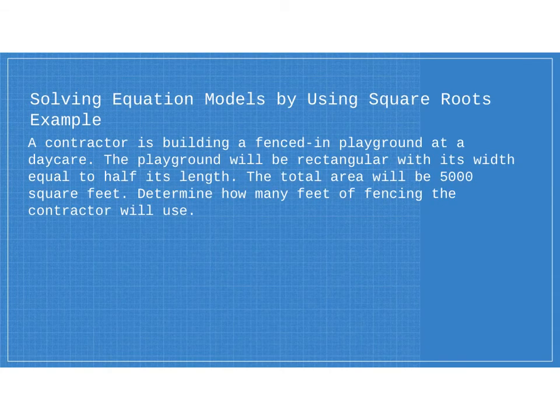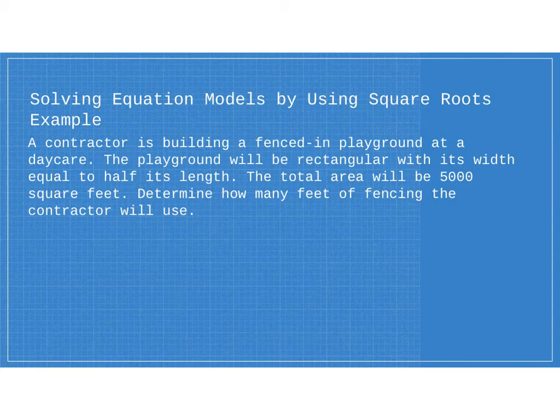Alright, so we're problem solving equation models by using square roots. So what we have here is a contractor is building a fenced in playground at a daycare. The playground will be rectangular with its width equal to half its length. The total area will be 5,000 square feet. Determine how many feet of fencing the contractor will use. So let's draw a quick diagram of this.